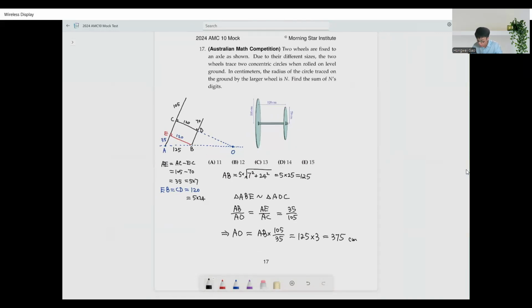So we need the digital sum. The digital sum is 3 plus 7 plus 5 equals 15. So the answer to this question is 15.